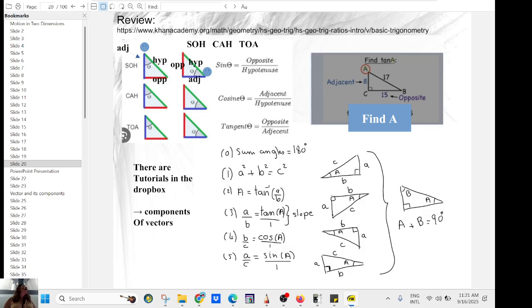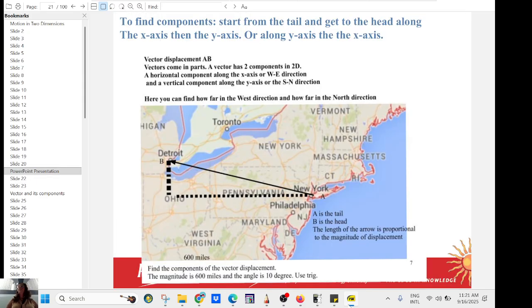So you need your trig. I'm not going to teach trig because I told you to go over that. So let me take an example here. You have New York City here and Detroit. So you can make your vector here, AB. Okay, it has a direction, and the direction is 10 degrees north of west. So I can define my vector as 600 miles, 10 degrees northwest. Do you agree? But that will be for a bird.